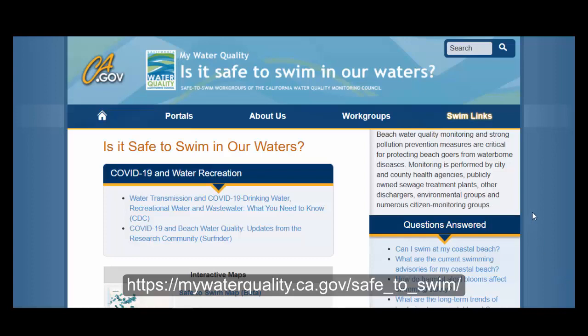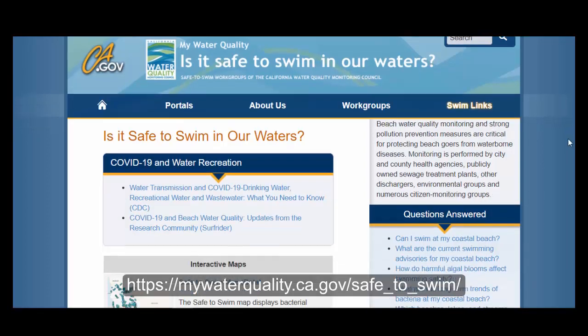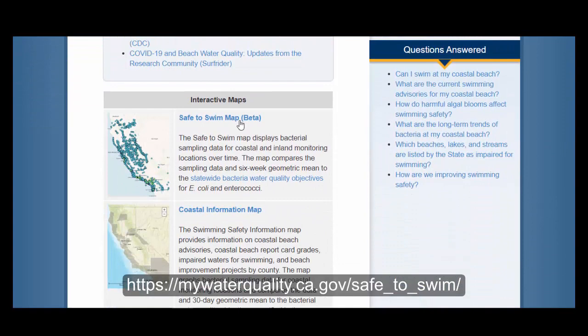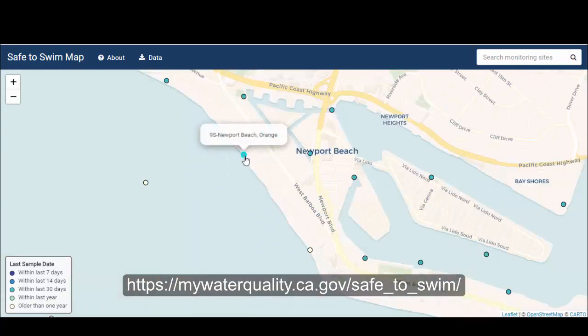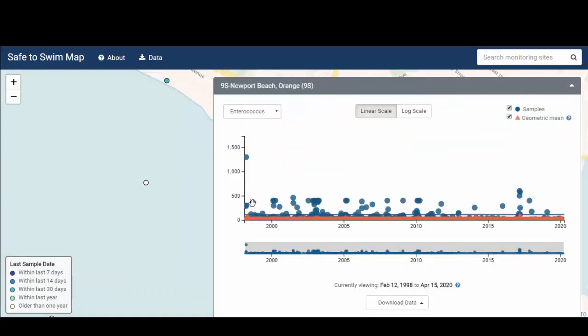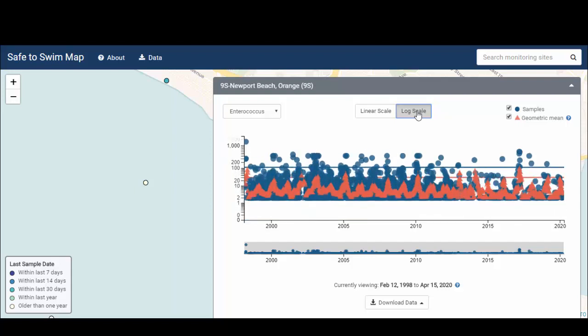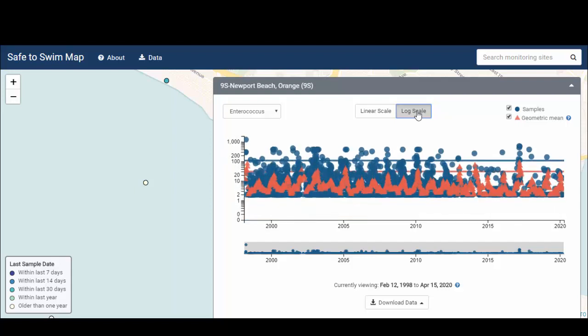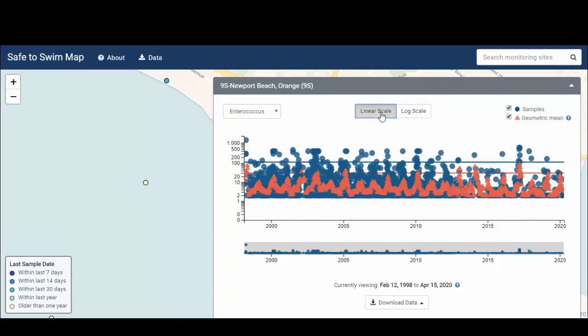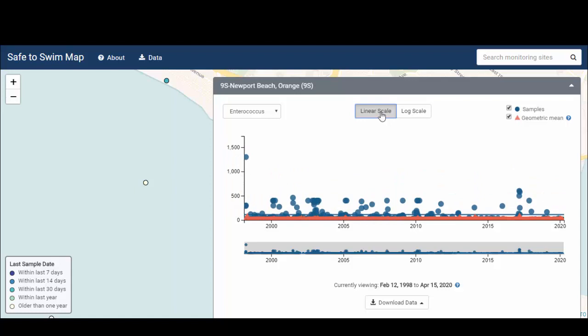Let's take a look at some data contained in the Safe to Swim water quality portal. When looking at the data displayed in a linear scale, it's hard to see what's really happening. However, if we click on the log scale, we can really see patterns in the distribution of our data, and we can see a story of when the water quality is safe and when the water quality clearly isn't safe.